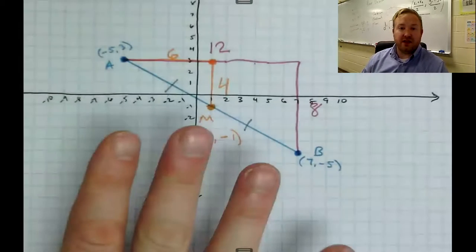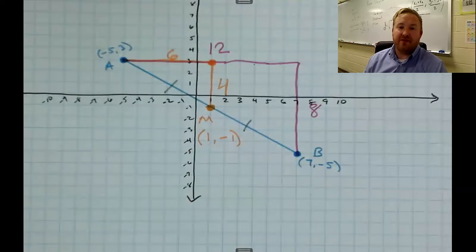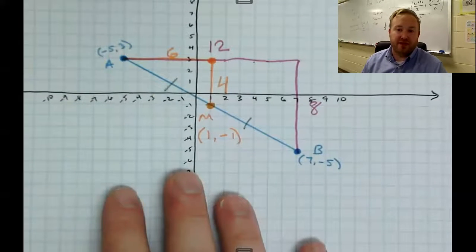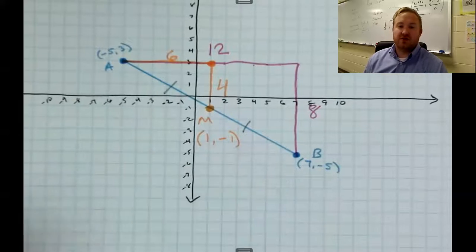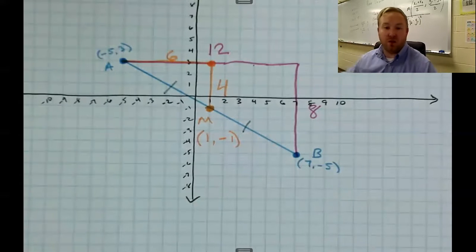Now, this is all fine and good. The problem being that every time I find the midpoint of a segment, I don't want to have to draw all of this out. This is kind of a pain. So it'd be nice if there was an easier way to do this. And in fact, there is.